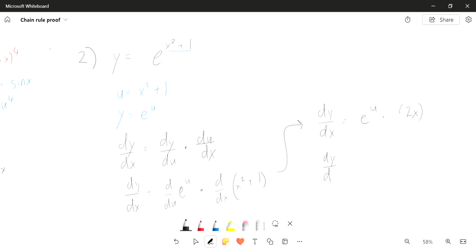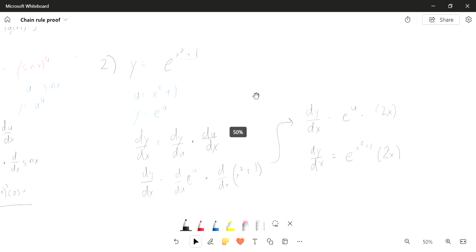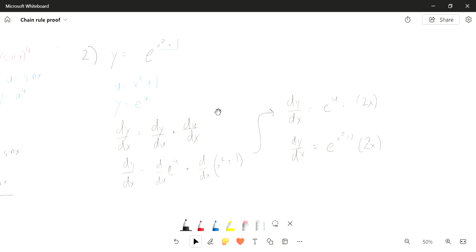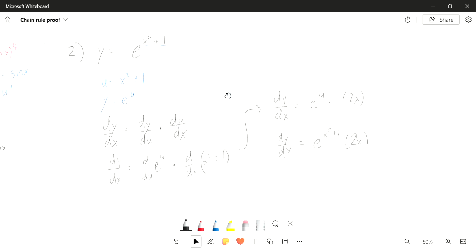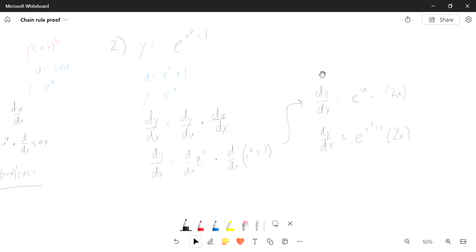And now, like before, we have to get the value for u back into this final solution, because we didn't have u in the original question. And since u is x squared plus 1, it only makes sense that we write x squared plus 1 over here. So that's the final derivative for this question. It's kind of a tongue twister of a word, to be honest.